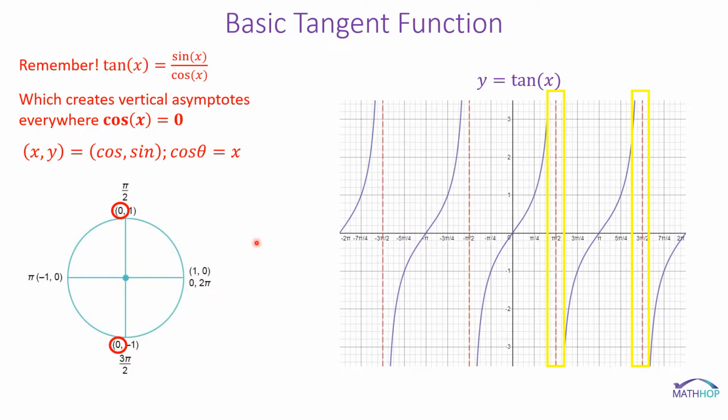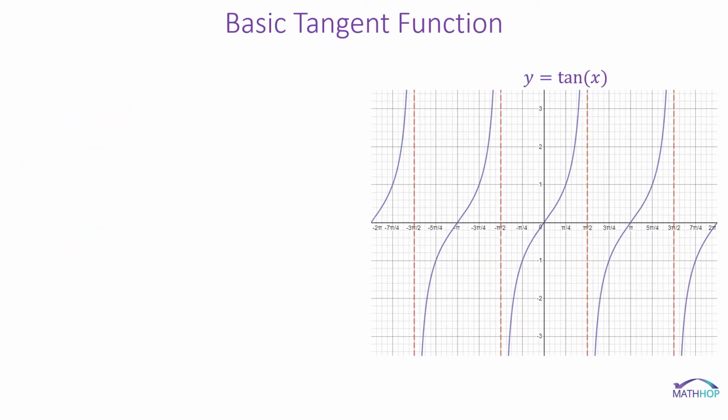Well, remember, tangent is a periodic function. The outputs repeat over and over again at regular intervals. So it should make sense that this pattern is going to repeat and that the cosine of negative pi over 2 is also 0 and the cosine of negative 3 pi over 2 is also 0. So we have asymptotes there. These asymptotes will actually be very, very helpful because they frame our tangent function. They frame one complete cycle of our tangent function. And we're going to see a little later on how helpful that's going to be.